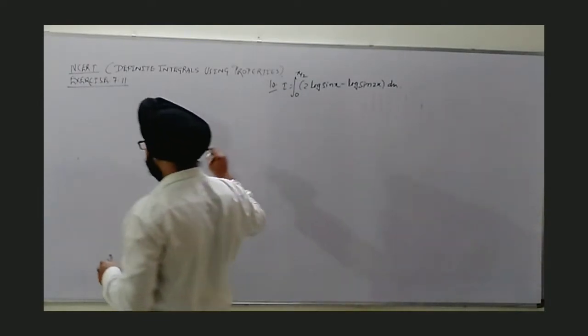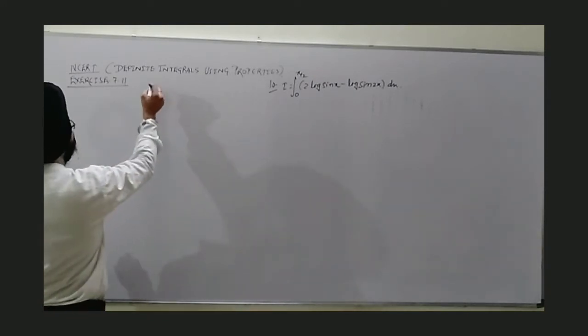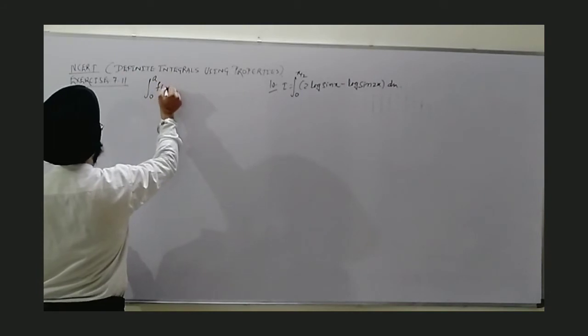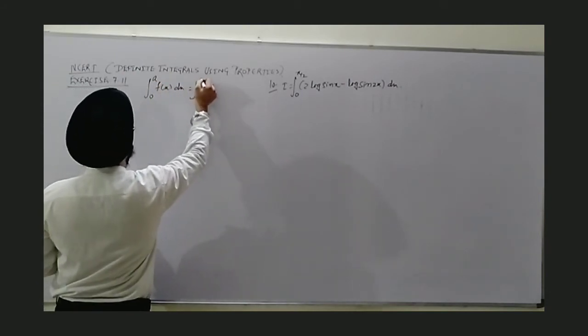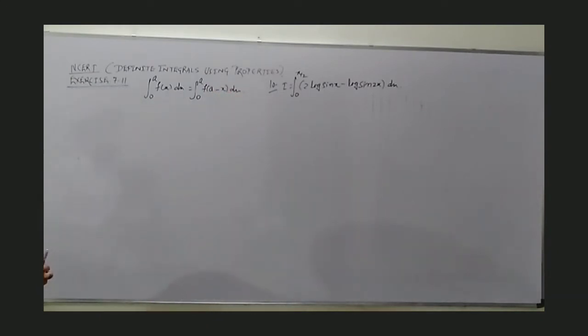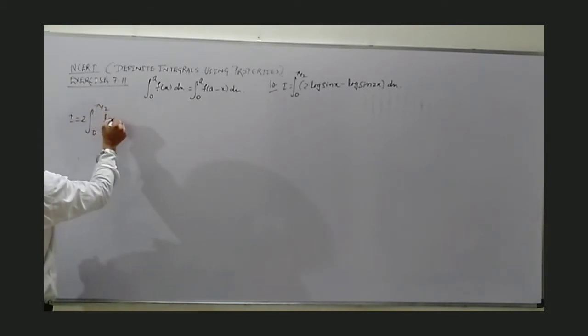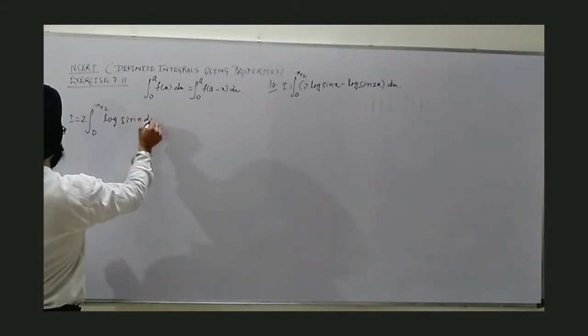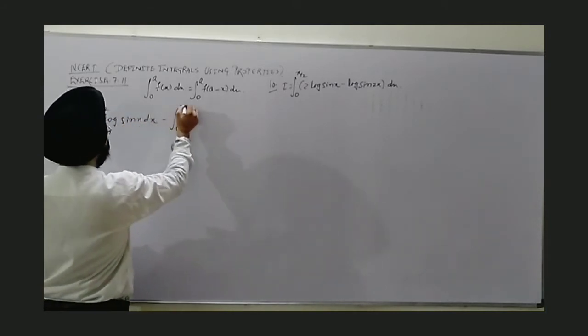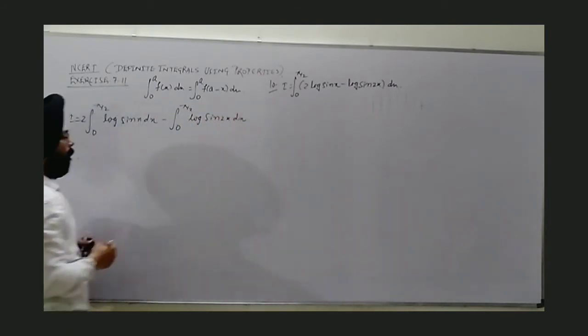So let's start first of all. As I see, it starts with 0, so I will first try the fifth property, which says that the integral from 0 to a of f(x) dx is equal to the integral from 0 to a of f(a minus x) dx. Now this property we will apply in between. First of all, I see that I can separate it in two terms. So I will write I as the integral from 0 to pi by 2 of 2 log sin x dx minus the integral from 0 to pi by 2 of log sin 2x dx.